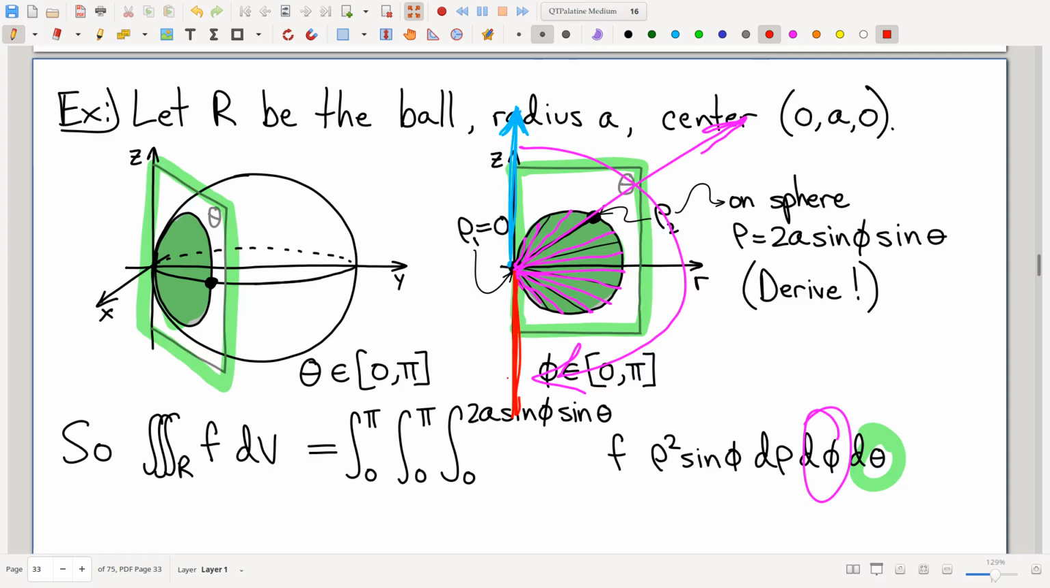What do you think? Is everybody okay? So phi's kind of like that, and then theta's like this. Theta is the angle that's measured around the z-axis, and phi is the angle that's measured off of the z-axis.